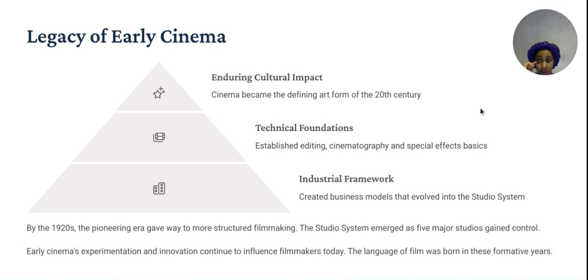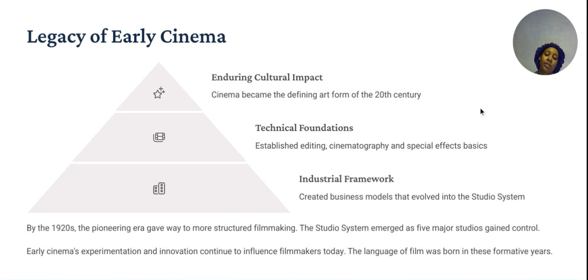So by the 1920s, the pioneering era gave way to more structured filmmaking. It was more rigid in terms of how everything was made, because the studio system was run by executive producers, and the producer had more control of what projects and what films should be made, basically. And it did restrict creative freedom as well.